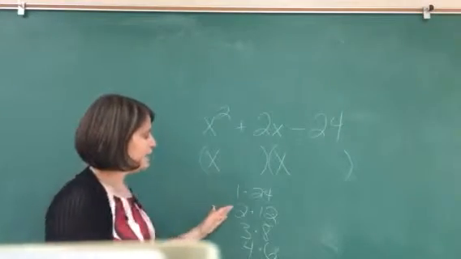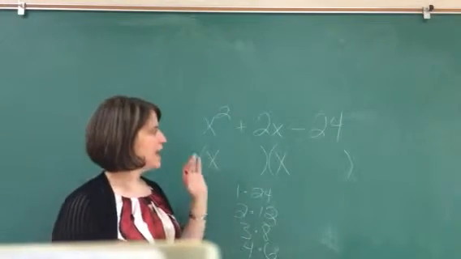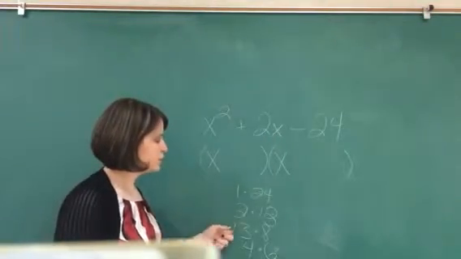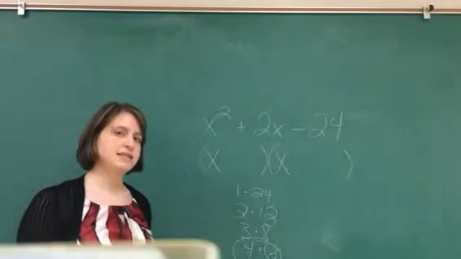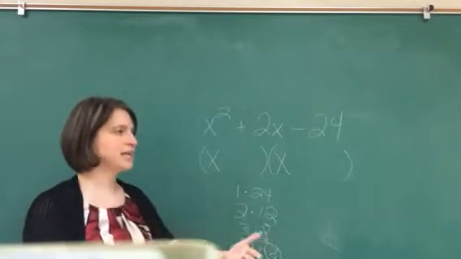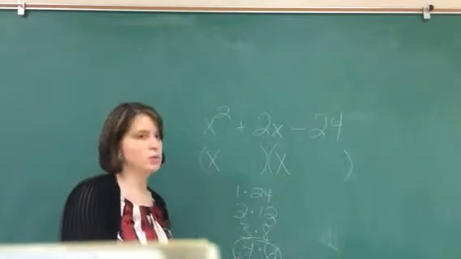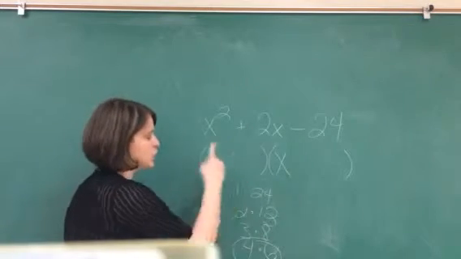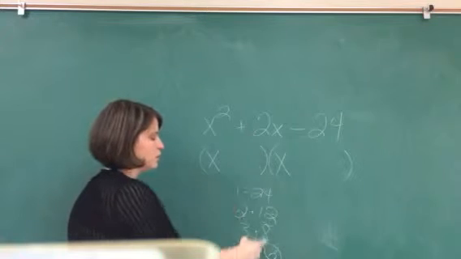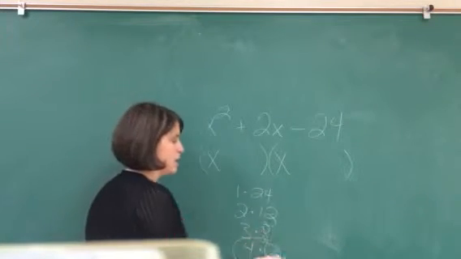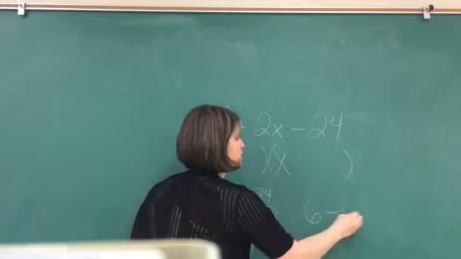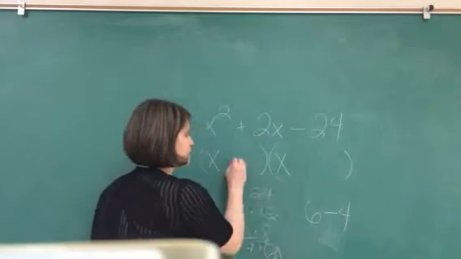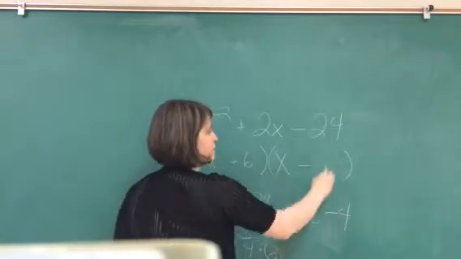Okay, so I need the combination that's going to somehow get me 2 when I add or subtract. The only combination that's going to do that is 4 and 6, right? 8 and 3, if I add those, I get 11. If I subtract, I get 5, or negative 5, depending. So 4 and 6 is what it needs to be. So how can I get 2 with 4 and 6? Well, I'm going to have to do 6 minus 4. That would get me positive 2, right? So I know I need a positive 6 and a negative 4.